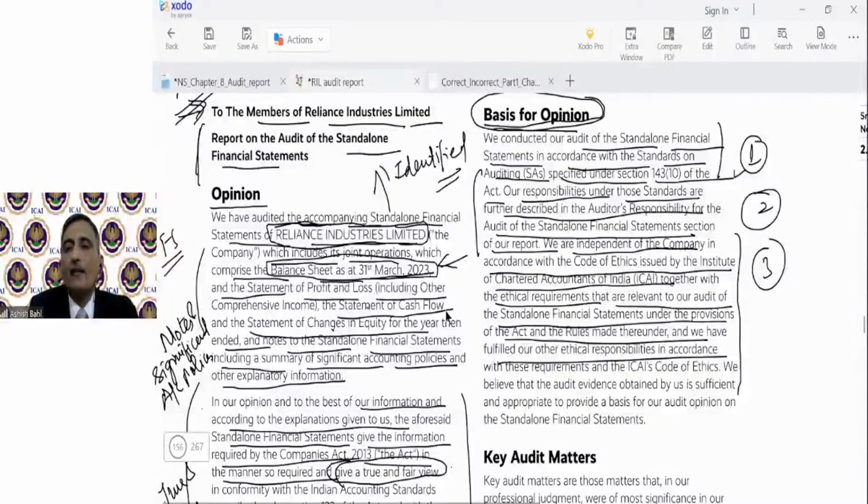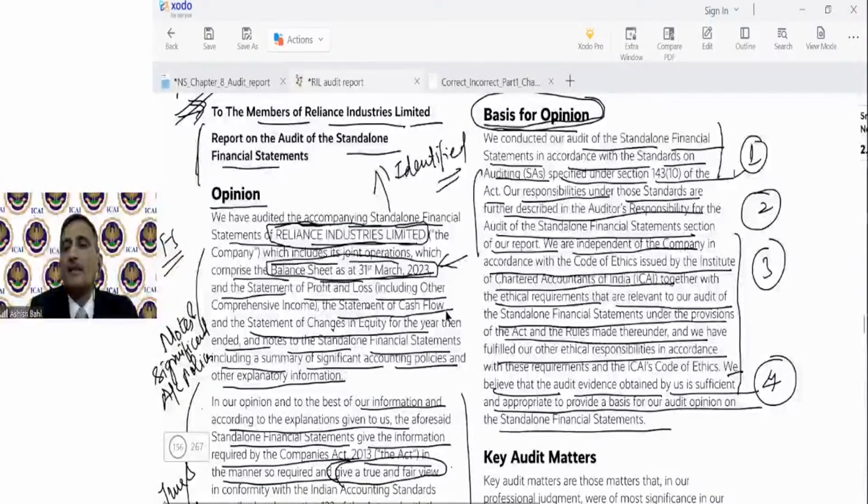And lastly, fourth point, we believe that the audit evidence obtained by us is sufficient and appropriate to provide a basis for our audit opinion. So all these 4 points, students, which are required to be stated in the basis for opinion section of the audit report, are stated in this audit report which we are seeing.